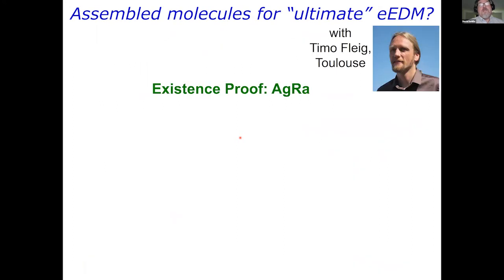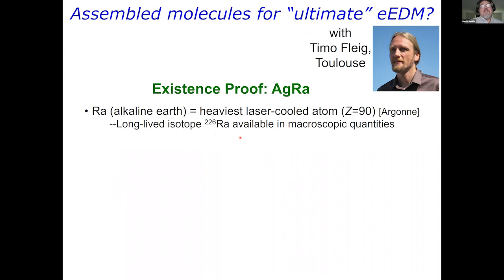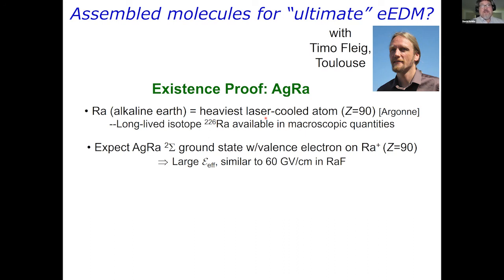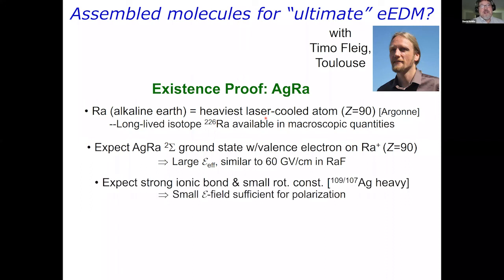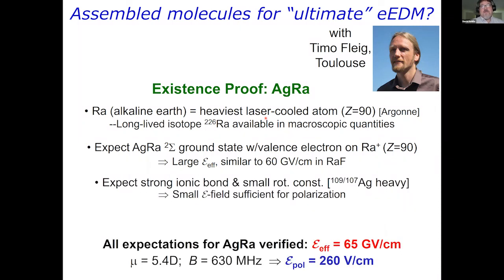Working with Timo Fleig at Toulouse, we found, I would say, an existence proof for assembled molecules of this type, which are silver radium molecules. So silver has been cooled and trapped. Radium, which is an alkaline earth-like atom, has also been laser cooled and trapped, in a series of beautiful experiments at Argonne National Lab. And the long-lived isotope can be obtained in macroscopic quantities. We expected going in that the ground state of silver radium molecules should have a large E effective and should be easily polarizable. And in fact, that's turned out to be the case.